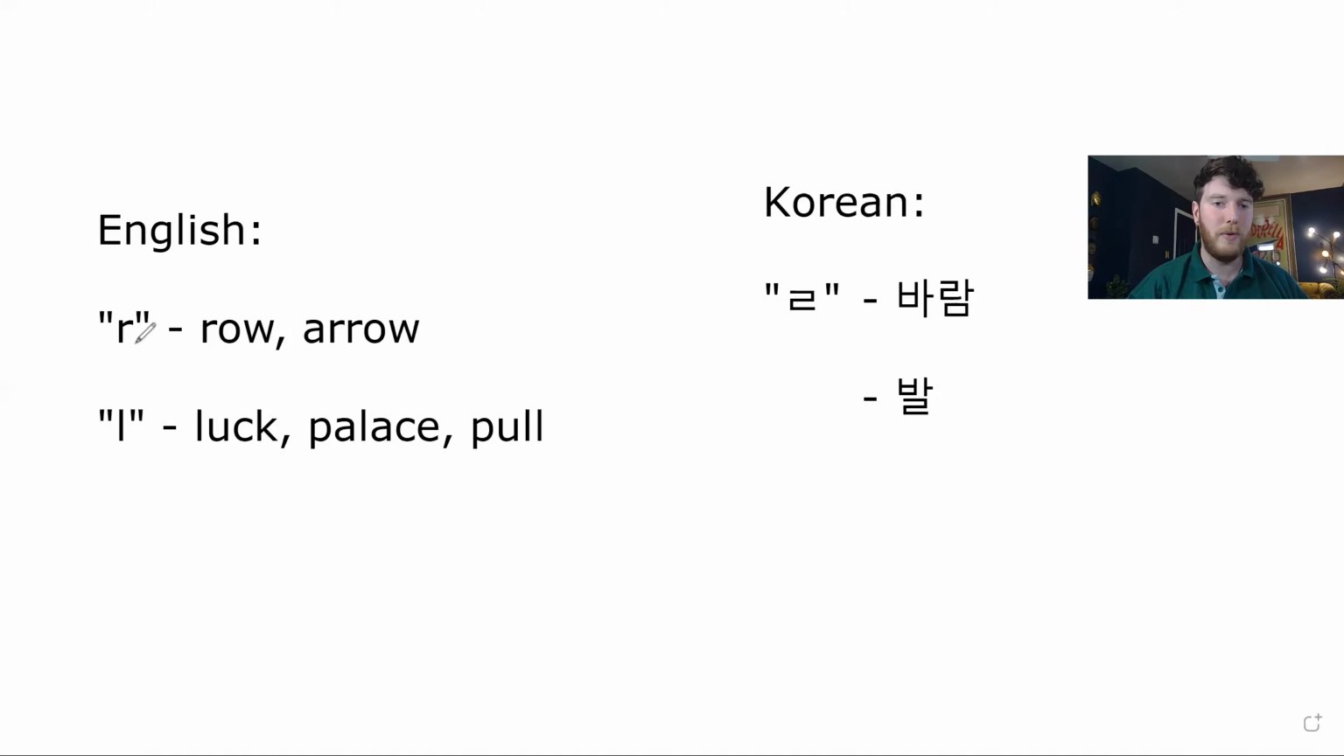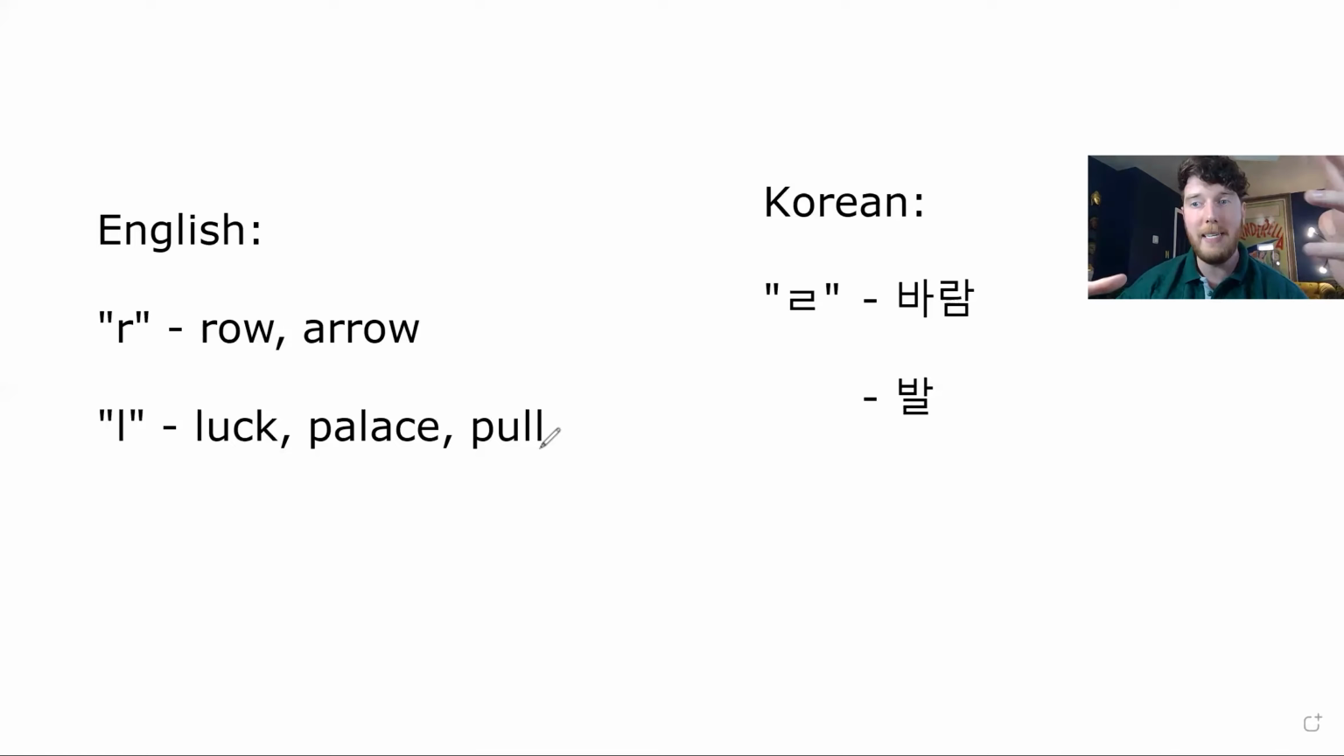So I think for a lot of people coming from this singular understanding of that concept, it then gets confused between these two, where many Korean speakers in English will start to put an la sound into a word like row or arrow. And people might then also take the concept of r into a word like luck, palace, or pull. And so that L starts to move to the R place, that R starts to move to the L place.